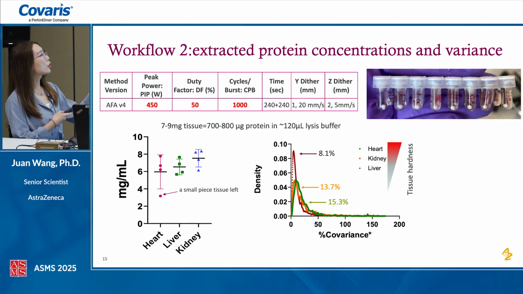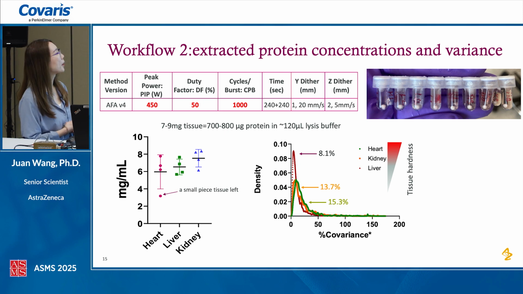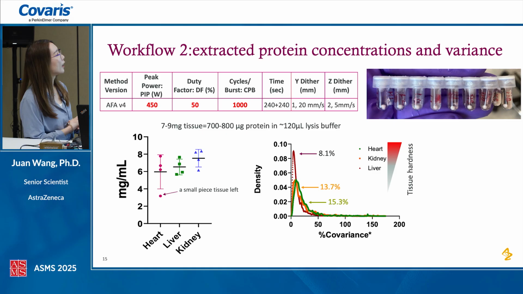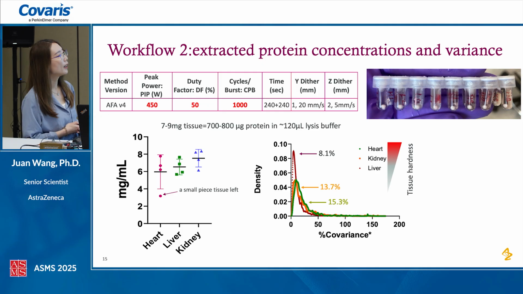Before that, I just want to talk about the data, to introduce the data quality. Here I tested with heart, liver, and kidney. We get a pretty good protein concentration of about 6 to 8 milligram per milliliter. We use the version 4 parameters. According to tissue hardness, for the softer tissues we get really precise data, with 8% CV. And when the tissue hardness changes, we get a little bit higher CV, but it's still below 20%, which is really good quality too. And you see that after homogenization, we don't see any tissue left.